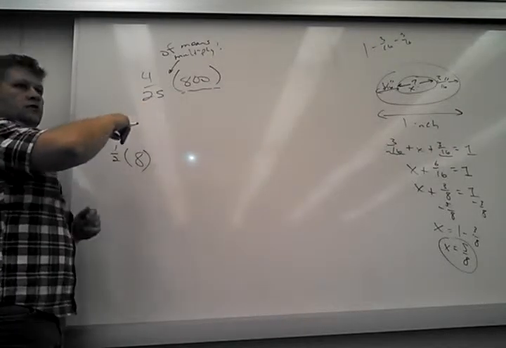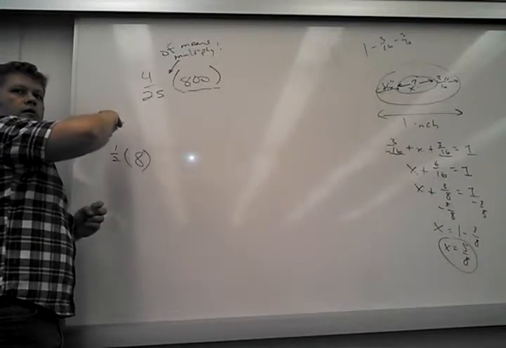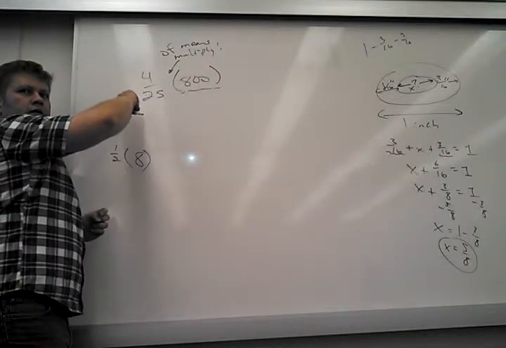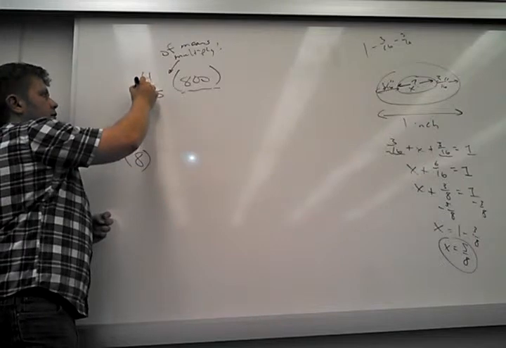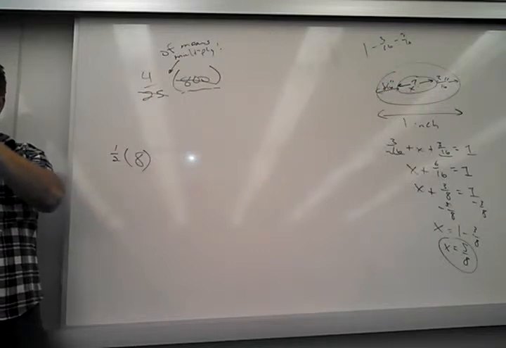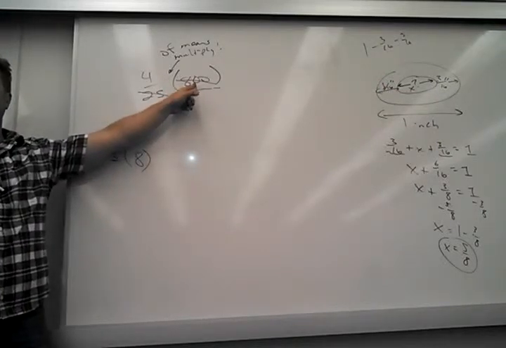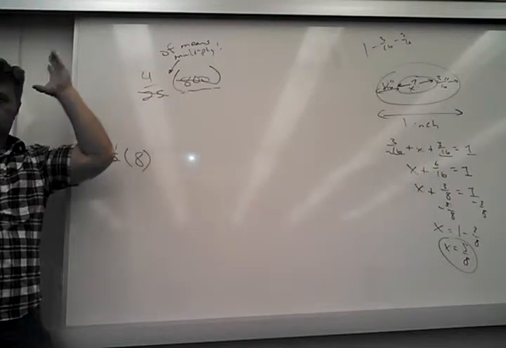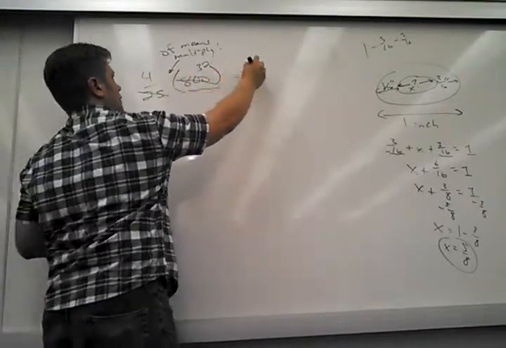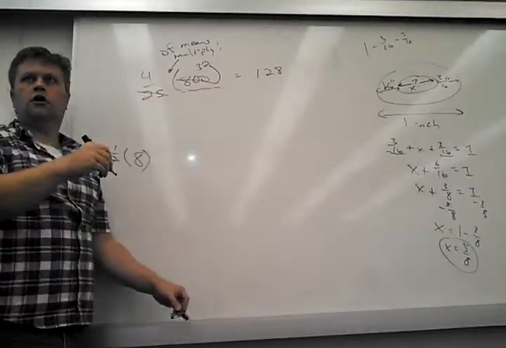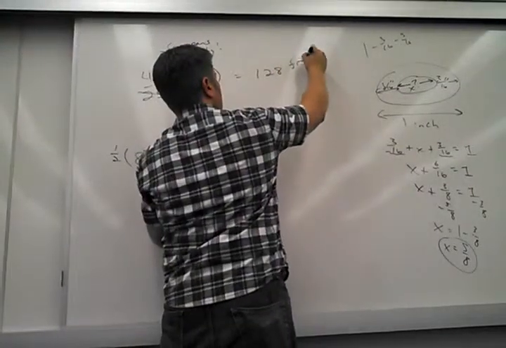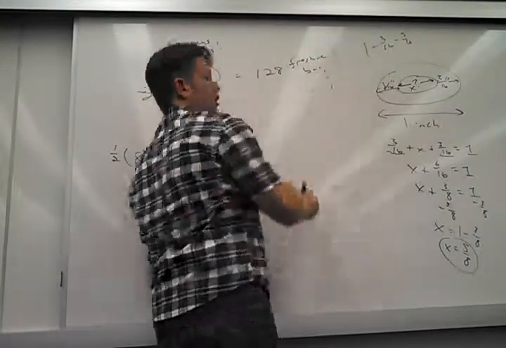So how do you do this? 25 goes into 800 some number of times. 32, because 25 goes into 100 4 times. So for every 100 it's 4, and there's 800, so that's 8 times 4 is 32. So 25 goes into 800 32 times. 32 times 4 is 128. 128 freshman business majors.